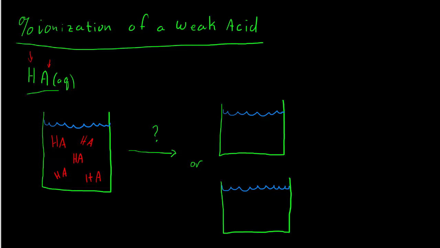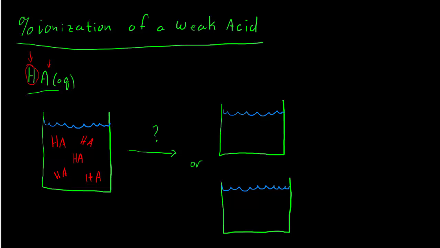So I once had a student come up to me on an exam and say, "Hey, I can't find A on the periodic table." Okay, so don't be that student. A represents the rest of the molecule. So we know it's an acid. It has to have a proton that we can take off. There it is, and A just represents the rest of the molecule.